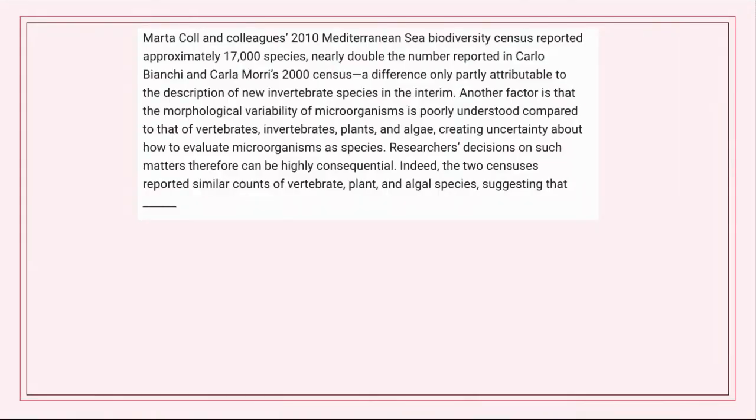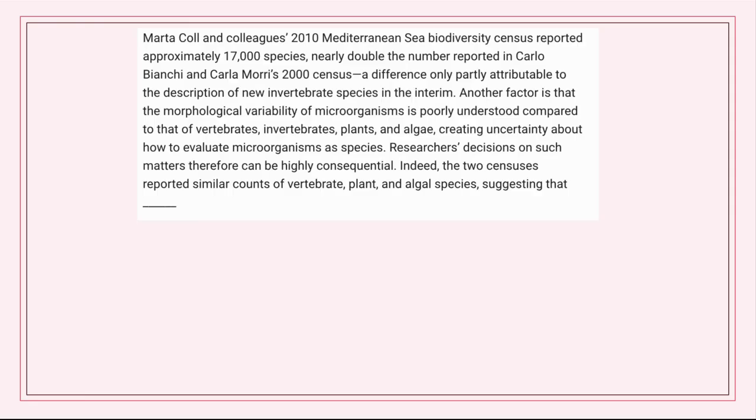All right, so this one is also a little tricky because it's so long, but again, we're just going to take it slowly and break it down. So these people in their Mediterranean Sea biodiversity census reported approximately 17,000 species, nearly double the number reported in Carl LeBlanc and Carl Maury's 2000 census, a difference only partly attributable to the description of new invertebrate species in the interim.